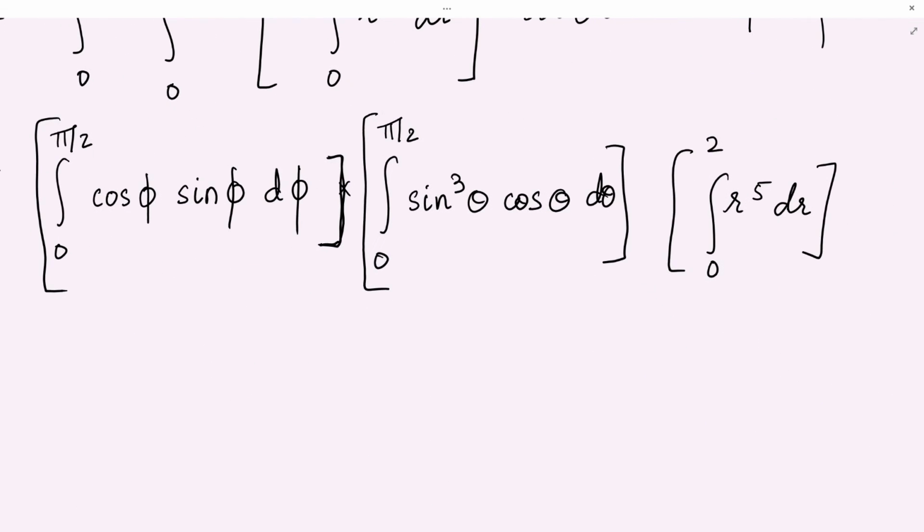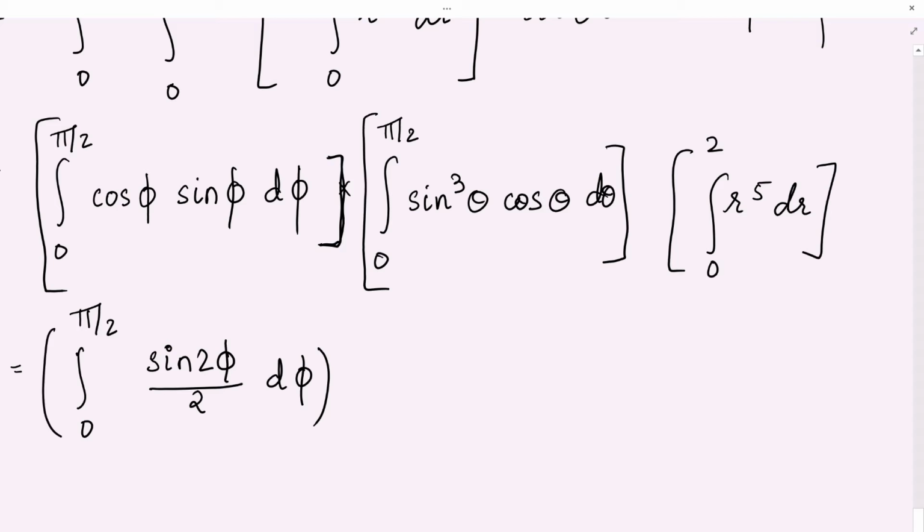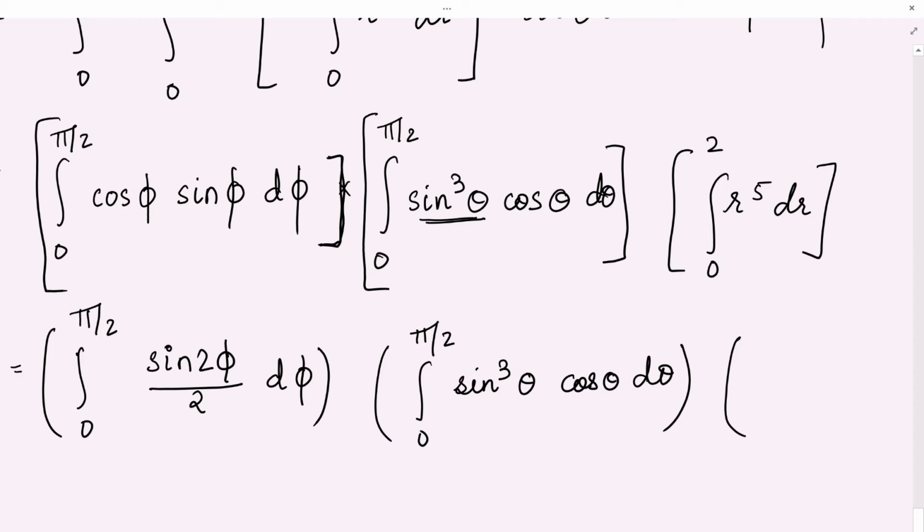So after integrating this, here what you can do, here you can multiply and divide by 2. So this will be 0 to pi by 2. If I multiply and divide by 2, this will be sine 2 phi upon 2, d phi. And this you know that derivative of sine is cos. You can use the formula for n plus 1 upon n plus 1. That formula we can use. Okay, and this will be r raised to 6 upon 6.